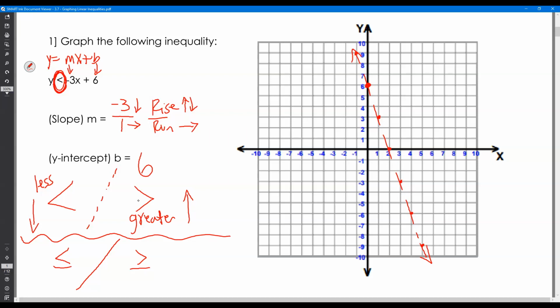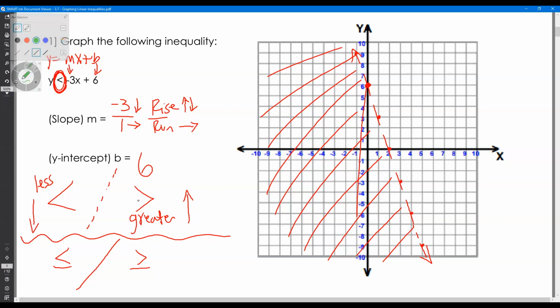The other piece of this is, if it is less than, we are going to shade downward. So since we have a less than sign, what I normally tell you to do is put your pencil on the line and drop a line down. That means that we are going to shade this side of the line. And when we shade it, we're not coloring it in, we're just drawing a couple lines like this, just to represent that this is the shaded section.